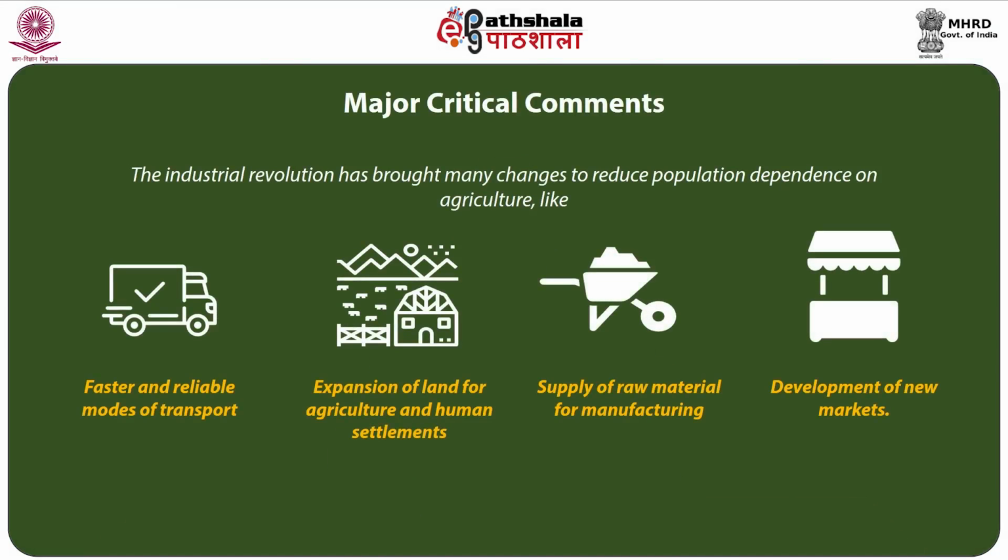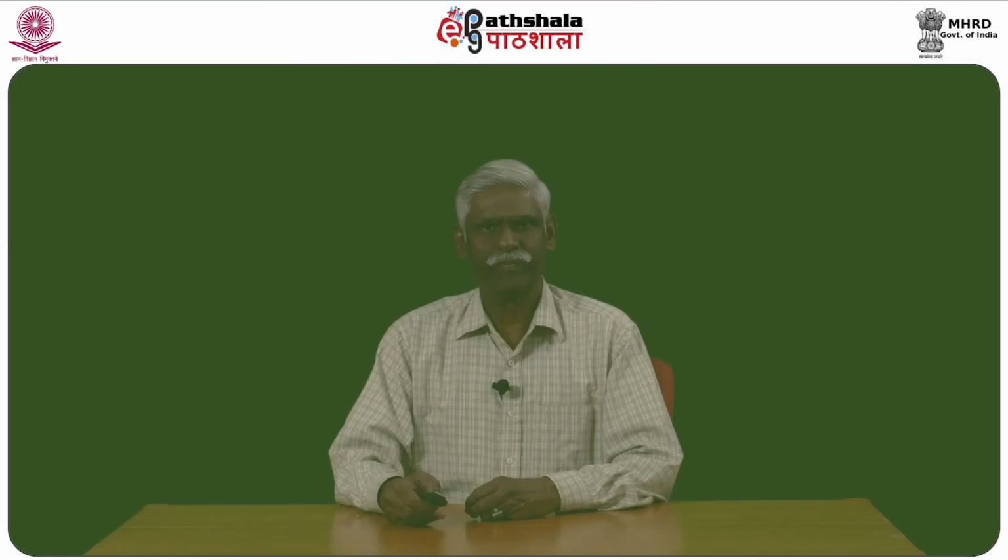The Industrial Revolution has brought many changes to reduce population dependence on agriculture, like 1. Faster and reliable modes of transport, 2. Expansion of land for agriculture and human settlements, 3. Supply of raw material for manufacturing, and 4. Development of new markets.